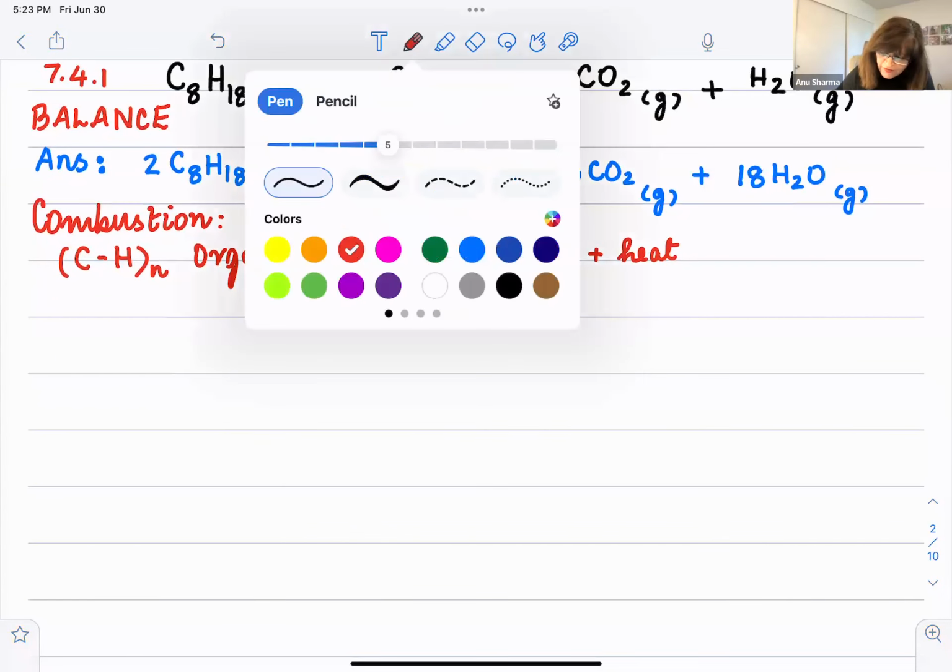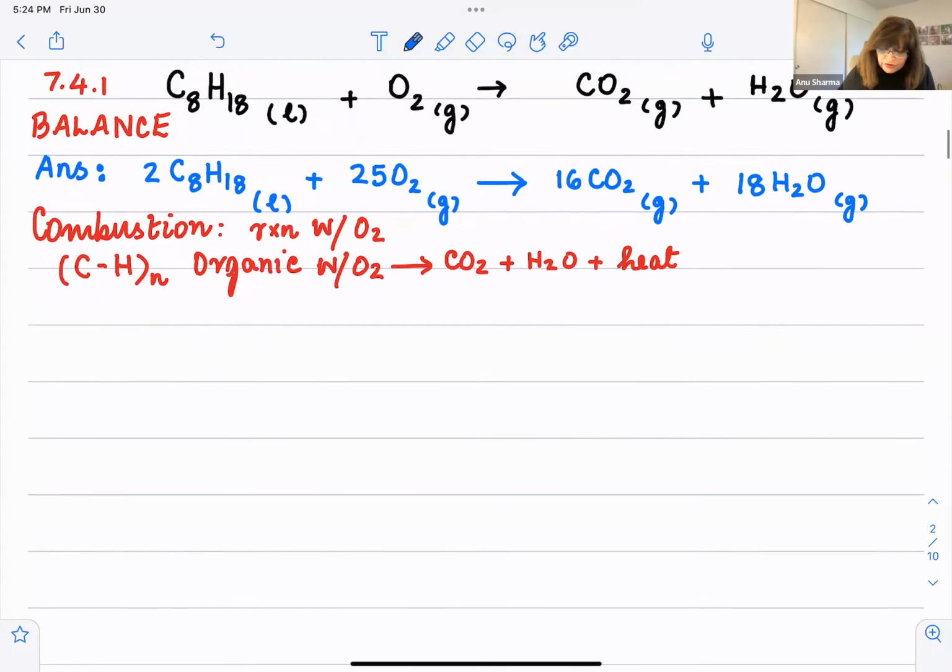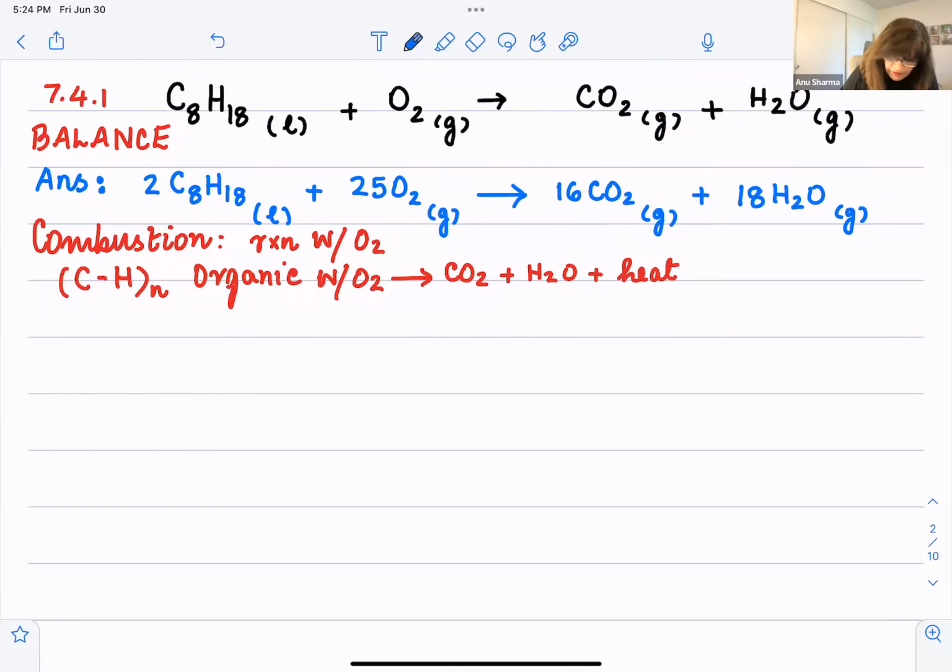Now we have a scenario, C8H18. In this case, there is a rule here. First, balance carbon. Second, balance hydrogen. Last, balance oxygen.